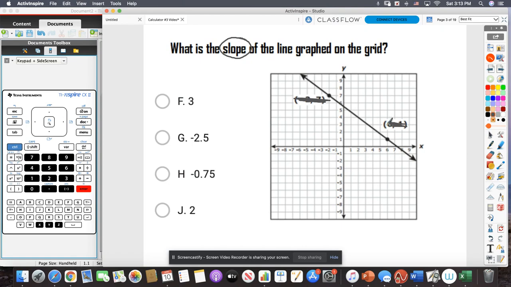And if you have to find 2 points, you have to look where it crosses the crosshairs of the graph, and you pick a good point. This one's in the crosshairs and that one's in the crosshairs. And then you can always just go rise and run to get the answer. But you can also use a calculator to double check yourself.